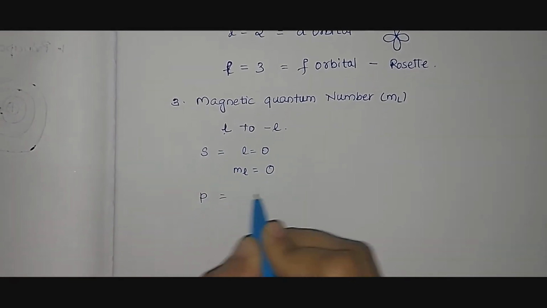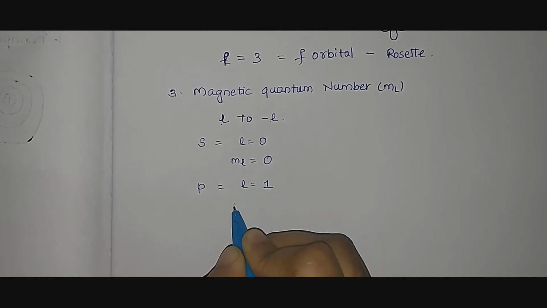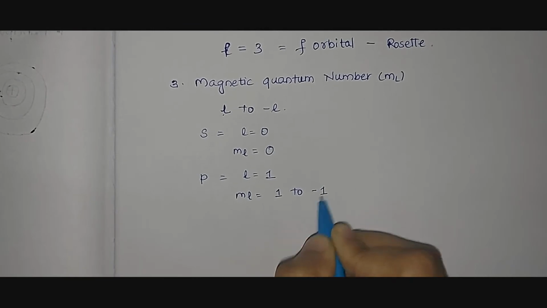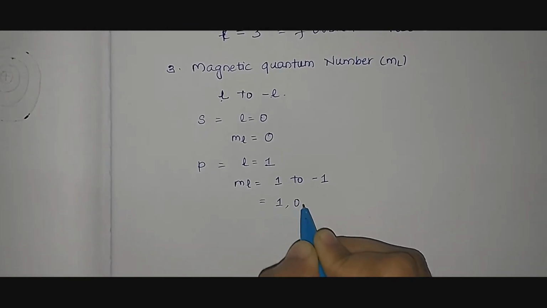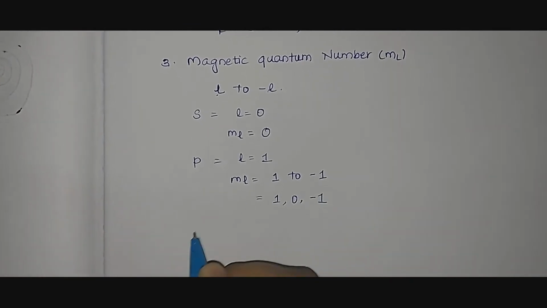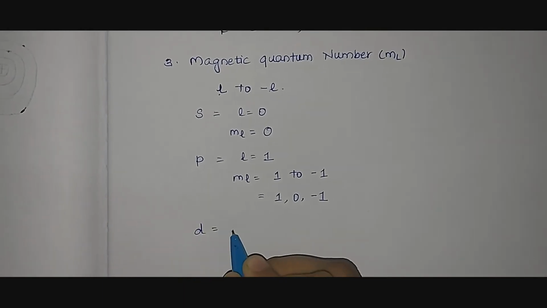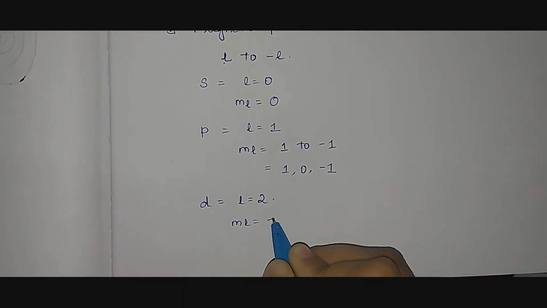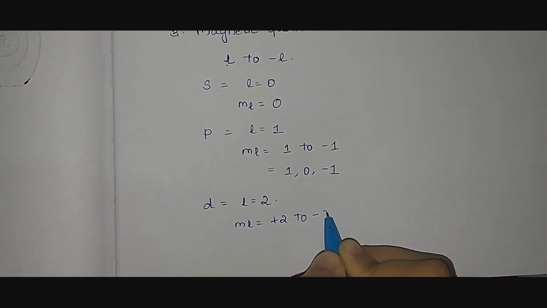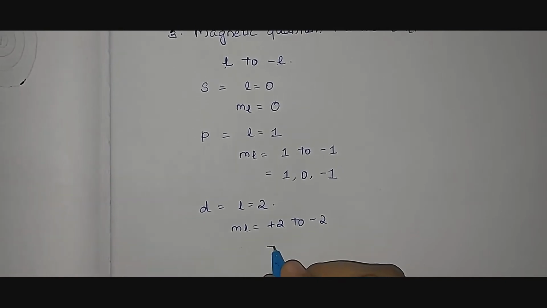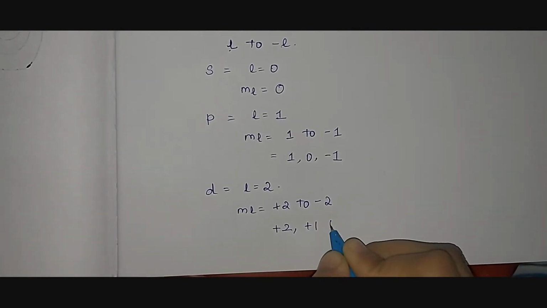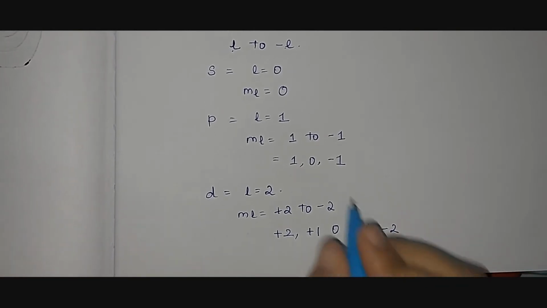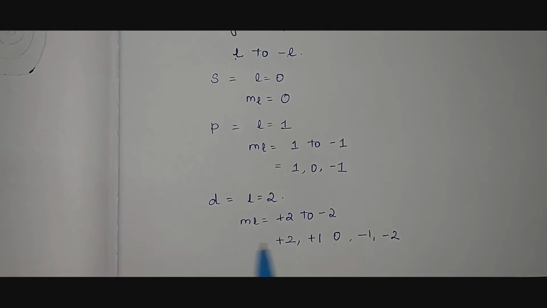For p orbital, L value is 1. That means for ml, it will be in between 1 to minus 1, which can be written as 1, 0, minus 1. Similarly, for d orbital, L value is 2. Therefore, ml value will be in between plus 2 to minus 2. That means how many values do we have? Plus 2, plus 1, 0, minus 1, minus 2, and similarly for f orbital. This is one way you can find out the values of ml.